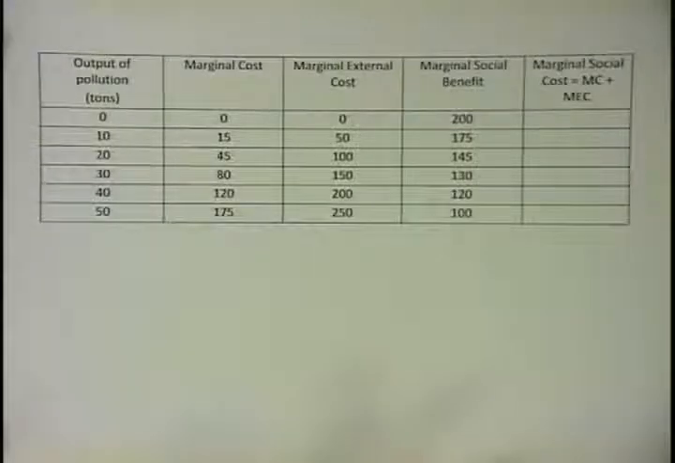Okay, for this table, we're looking at an example where there's some sort of cost to society for the consumption of a particular good. In this case, whatever we're producing is creating some sort of pollution. So let's say we're producing paper, and whenever we produce paper, it's creating some sort of pollution.